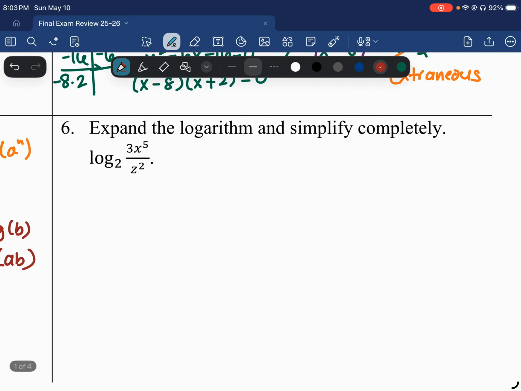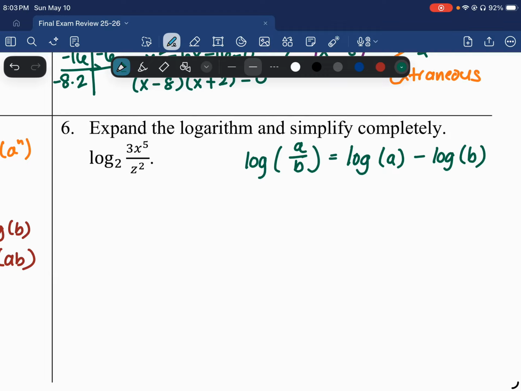Lastly, we're going to expand and simplify as far as we can. So this one has a fraction on the inside. Fractions are considered one solid piece. In order to be able to simplify the numerator and denominator separately, we have to separate the fraction. And there is a quotient property that lets us do that. The quotient property says if you have the log of a divided by b, we can expand that by taking the logarithm of the numerator and subtracting the logarithm of the denominator. And that lets you look at the numerator and denominator individually.